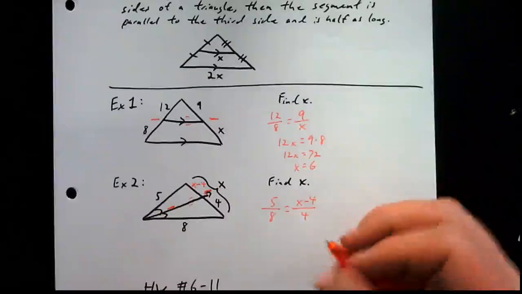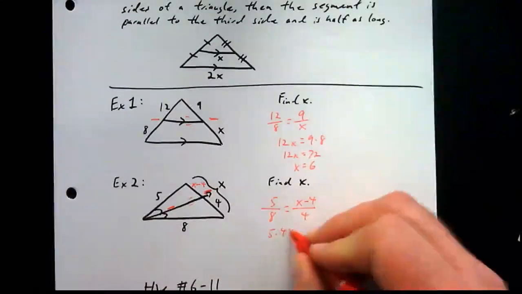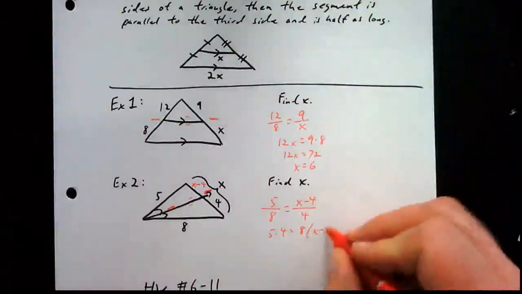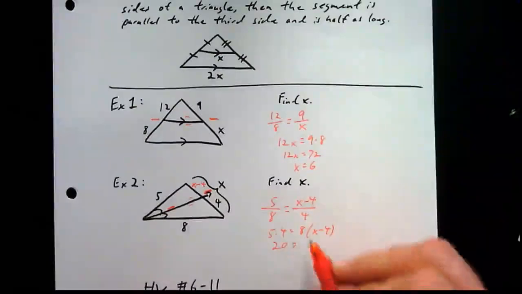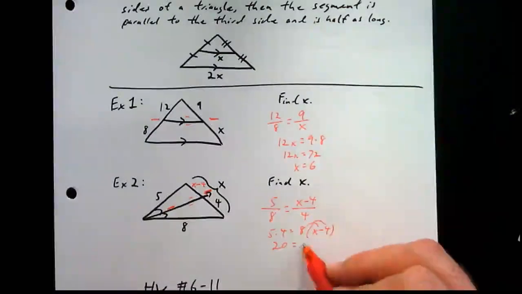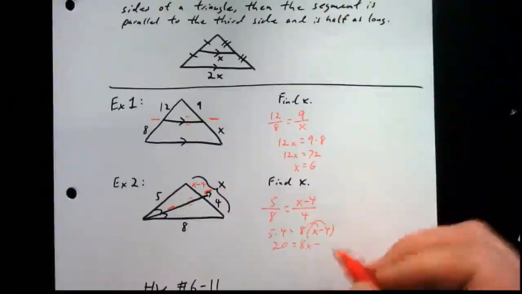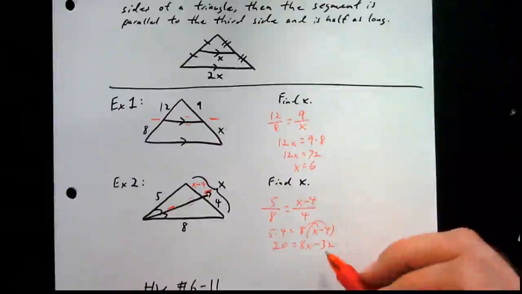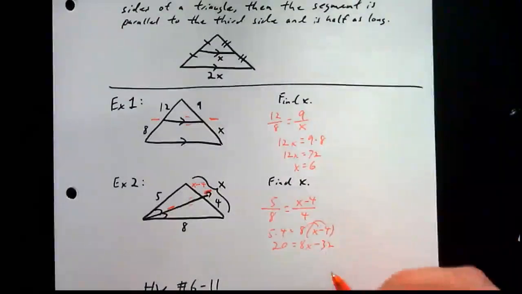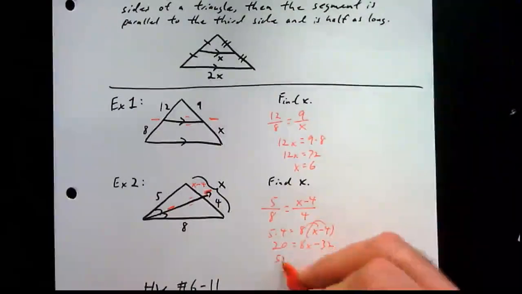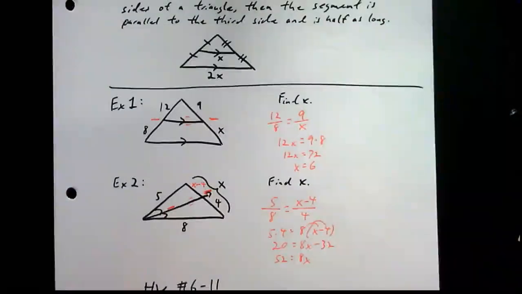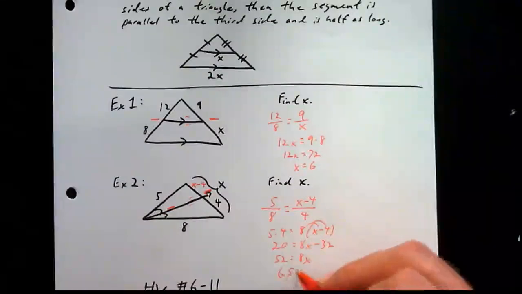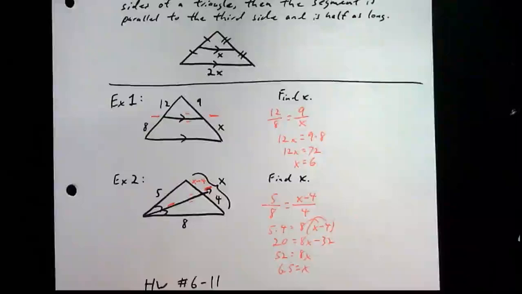Cross multiply and solve. So 5 times 4 and 8 times x minus 4. 5 times 4 is 20. This has to be distributed, so that's 8x minus 32. And then we need to solve. So bring the 32 over to the other side by adding it. When we add that, we get 52 equals 8x, and then 52 divided by 8 gives us 6.5 for x, and that would be our answer.